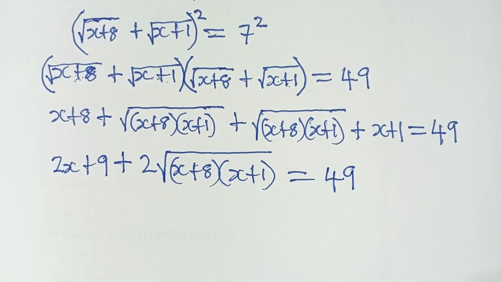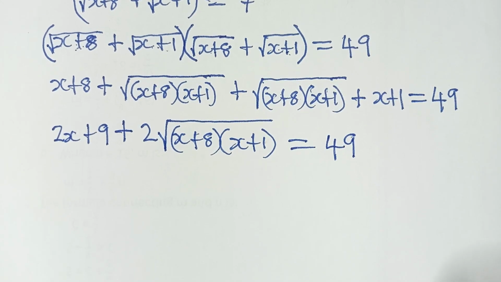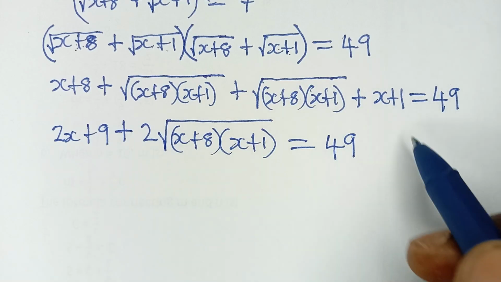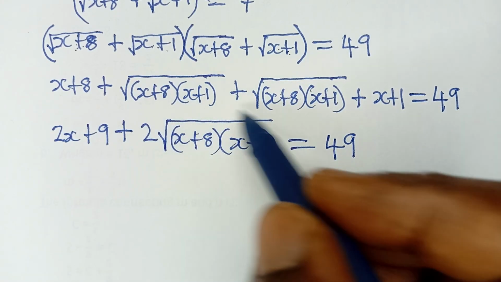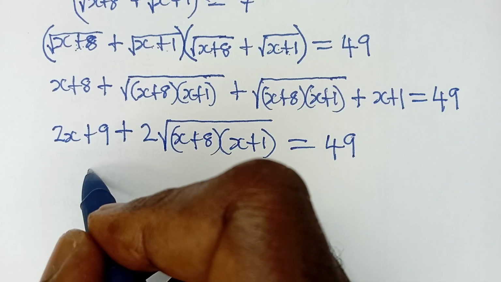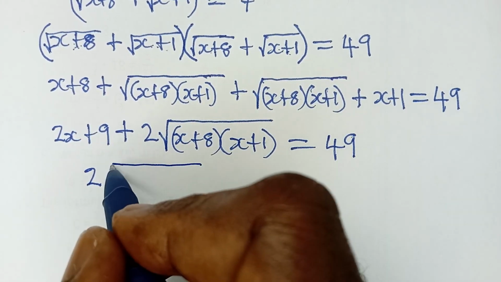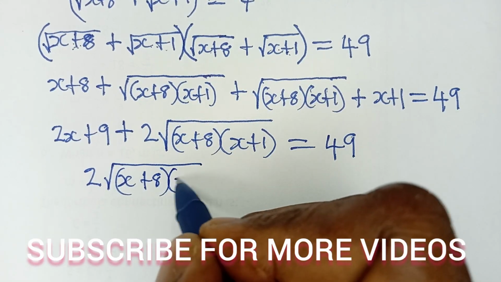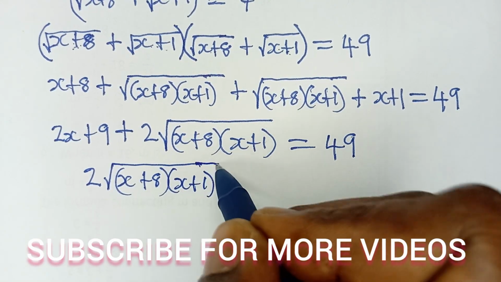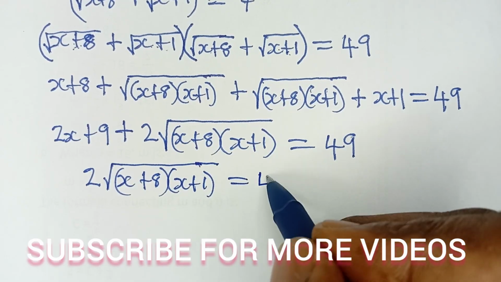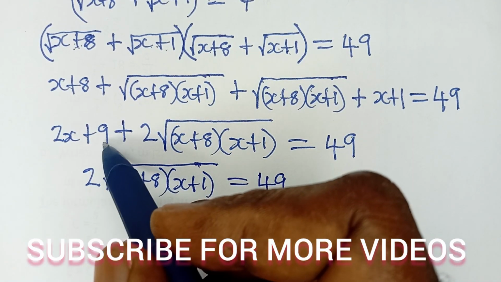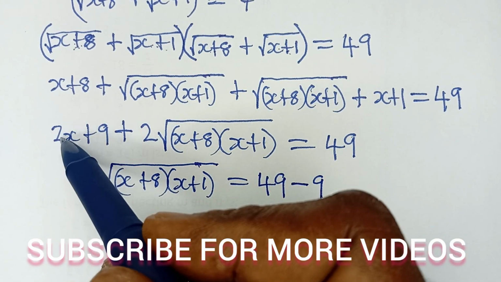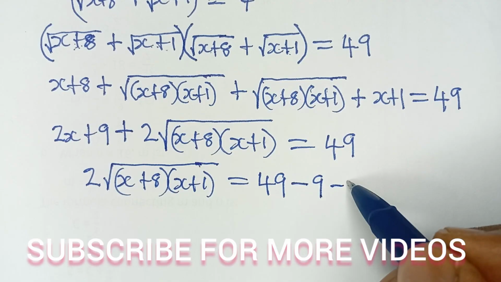So I can go on now and take this 2x plus 9 to the right hand side. I want to leave this radical part only on this left hand side. So I'm going to write 2 root x plus 8 and then x plus 1, and it is equal to 49. When this positive 9 comes to this side, it becomes negative 9. And then when this positive 2x comes to this side, it becomes negative 2x.